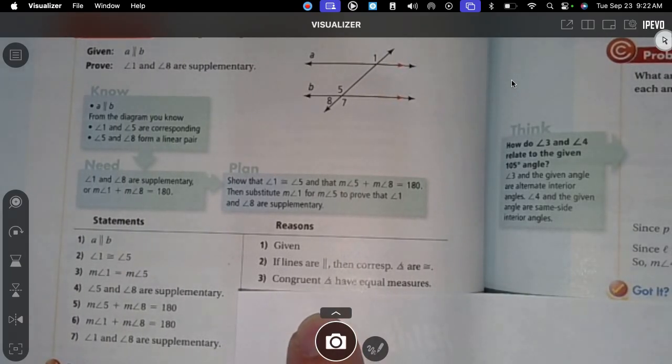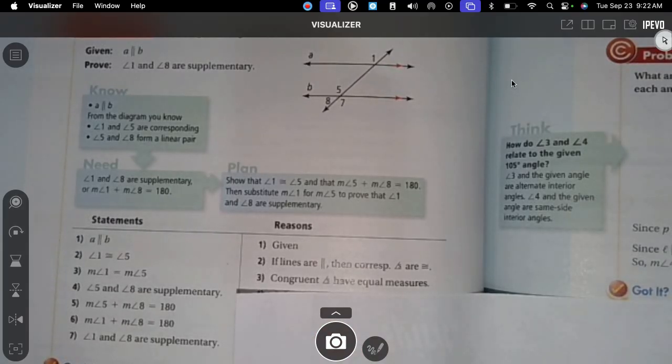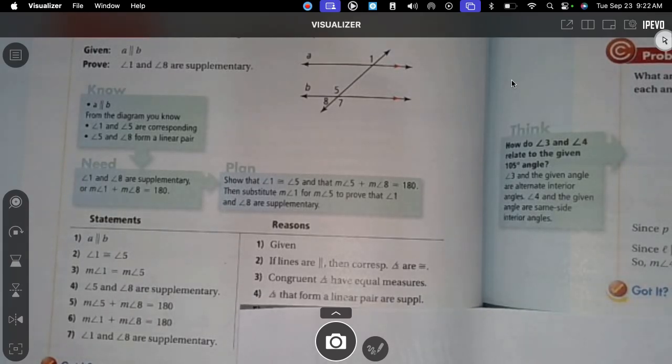5 and 8 are supplementary. How do we know that? How do we know that 5 and 8 are supplementary? They add to 180, but why do they add to 180? Because they are a linear pair. I would put, oh, that's what they put. They're a linear pair. Okay? You don't have to put are supplementary. I would just put a linear pair.